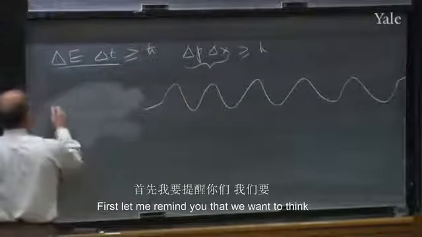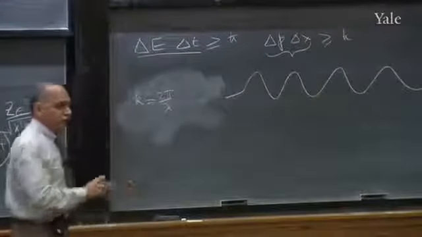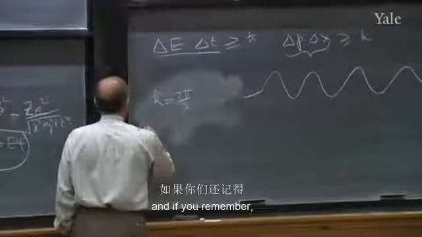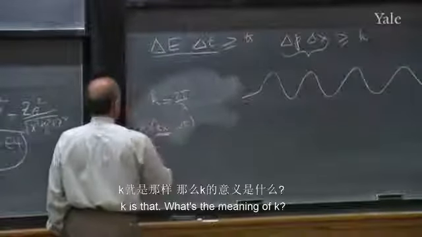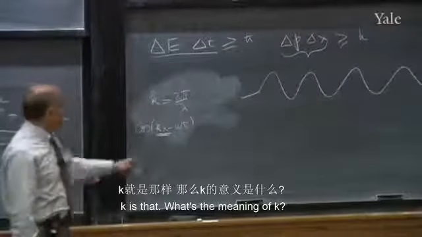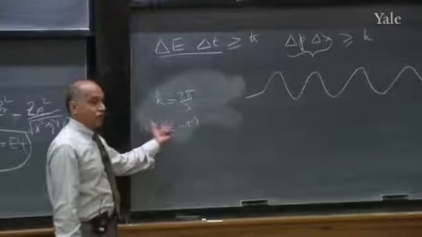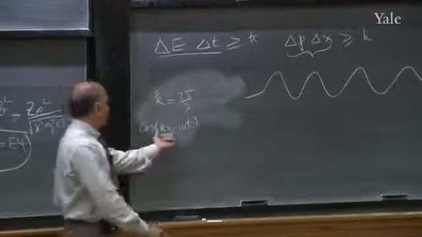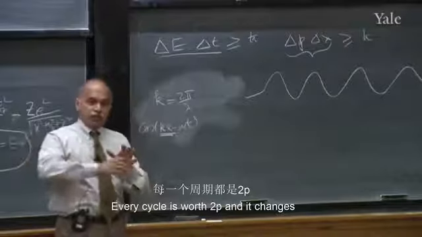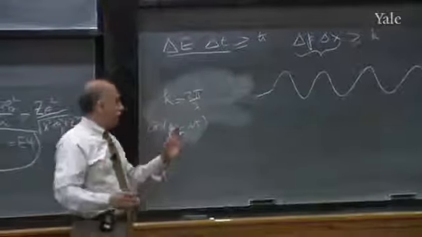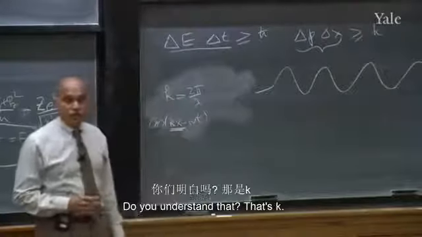First, let me remind you that we want to think in terms of k, which is 2 pi over lambda. It's a reciprocal of the wavelength. And if you remember, functions look like kx minus omega t when I studied waves. What's the meaning of k? K is the rate of change of phase of the wave, because if you go a distance x, the phase changes by kx. Every cycle is worth 2 pi, and it changes by some amount over some distance. K is the ratio of how much phase change you had divided by the distance you travel. You understand that? That's k.